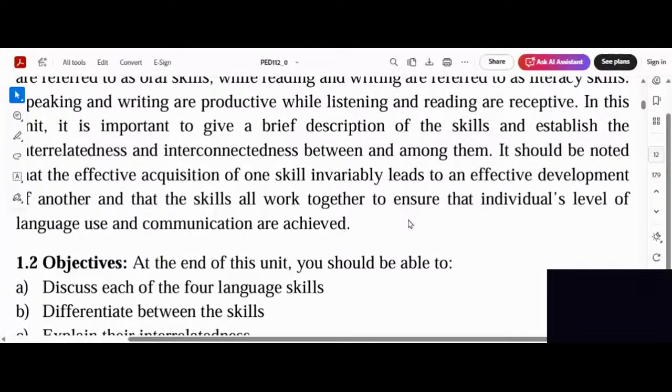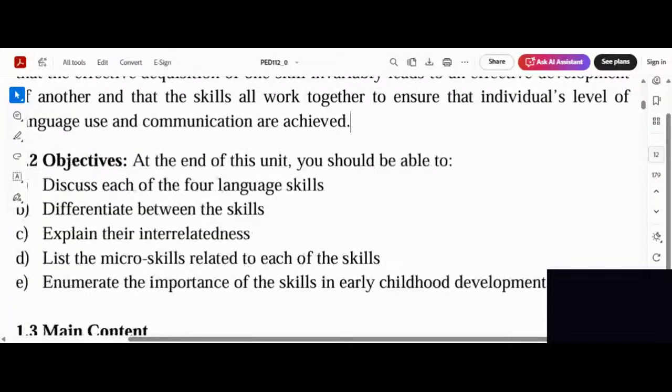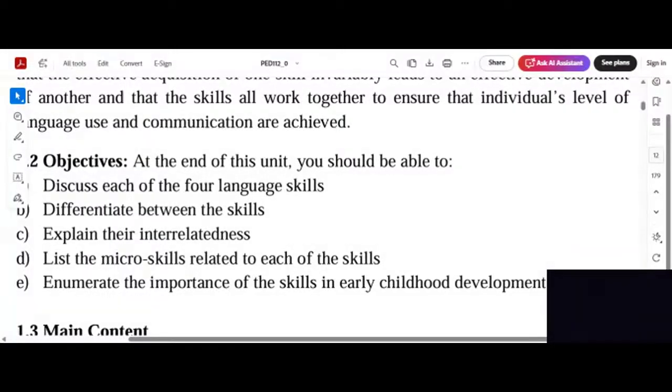What are the objectives? Well, by the time we are done with this unit, you should be able to do the following. One is to discuss each of the four language skills, differentiate between the skills, and explain their interrelatedness.